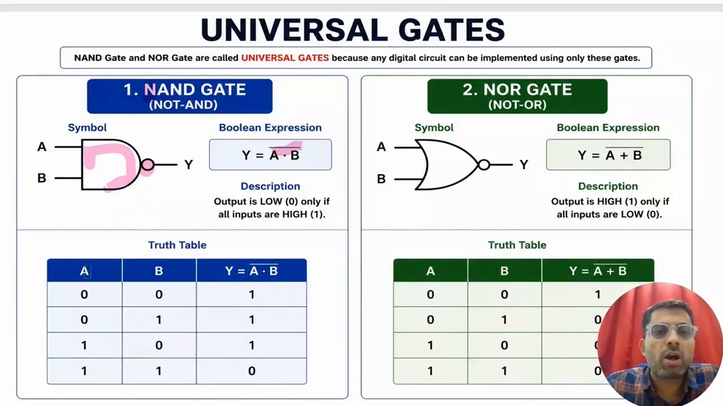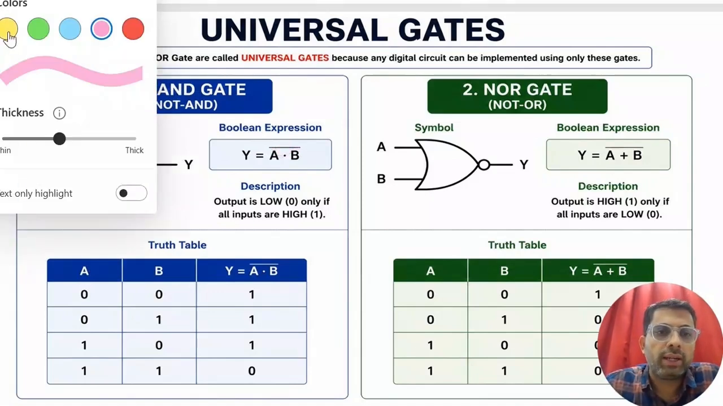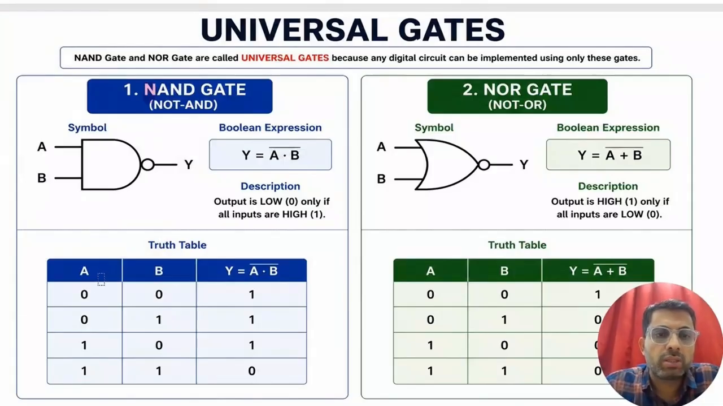And what is the truth table? How many inputs are there? Two inputs are there, A and B. So how many possible combinations are there? That is 0 0, 0 1, 1 0 and 1 1. But here, look at how the truth table works.